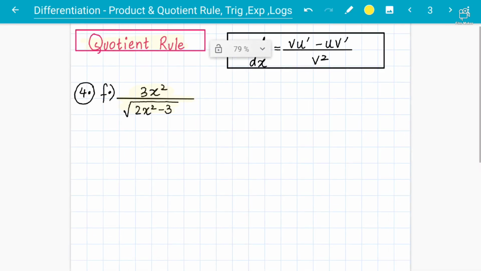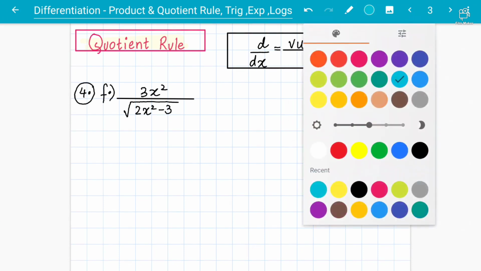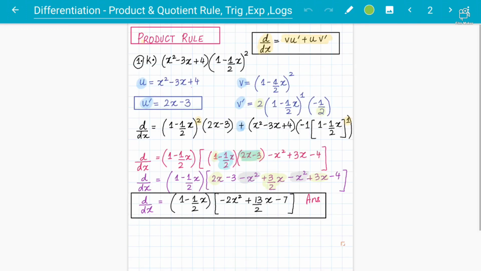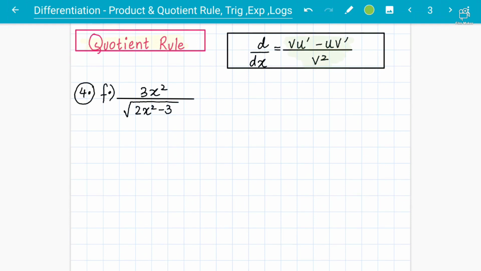So let's get started with this question in which we have the quotient rule. The formula is in front of you, students. The formula is very simple: v u dash minus u v dash, upon v square. This time you have to be careful about the sign and which one you are taking, because in the product rule it doesn't matter much since you have the plus sign, so adding 2 plus 3 or 3 plus 2 gives the same answer. But in the quotient rule we already know that minus creates a difference, so we need to be very careful.